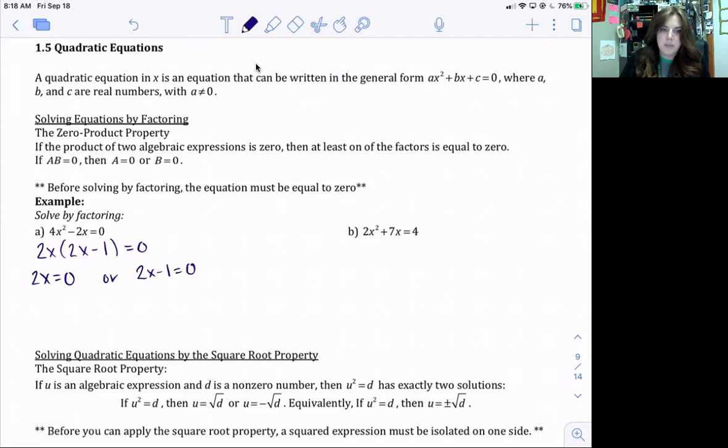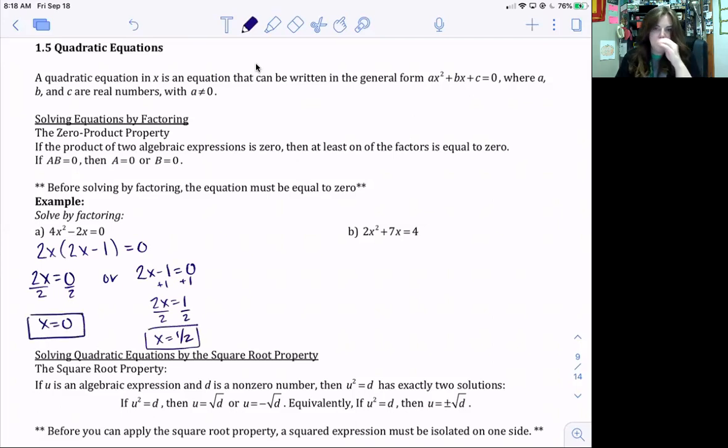So now to get x by itself, divide by 2, and x equals 0. Then 2x minus 1 equals 0, add the 1, 2x equals 1, divide by 2, and x equals 1/2. And there are two solutions.